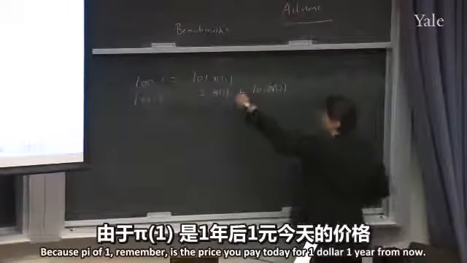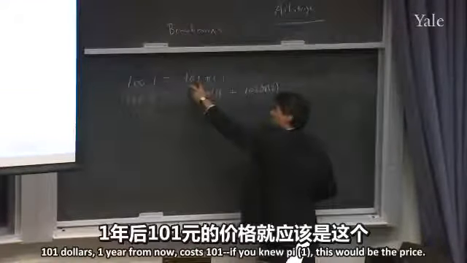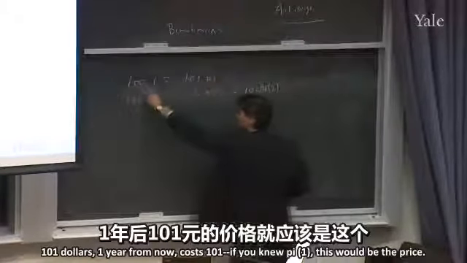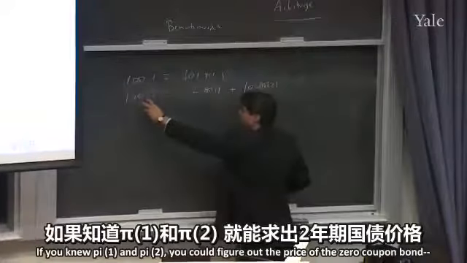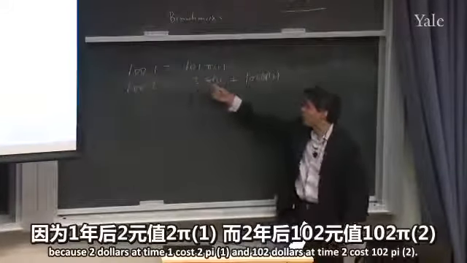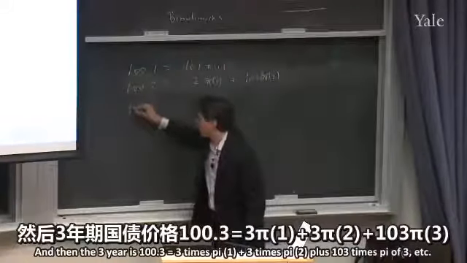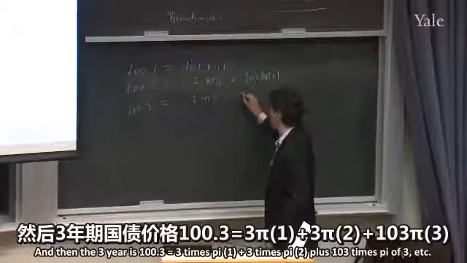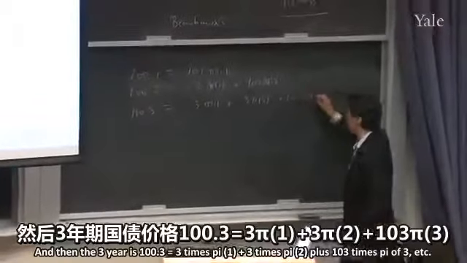Right? Because pi of 1, remember, is the price you pay today for $1 one year from now. $101 one year from now costs 101. If you knew pi 1, this would be the price. If you knew pi 1 and pi 2, you could figure out the price of the 2-year treasury bond, because $2 at time 1 costs 2 pi 1, and $102 at time 2 costs 102 pi 2. And then the 3-year is 100.3 equals 3 times pi 1 plus 3 times pi 2 plus 103 times pi of 3.